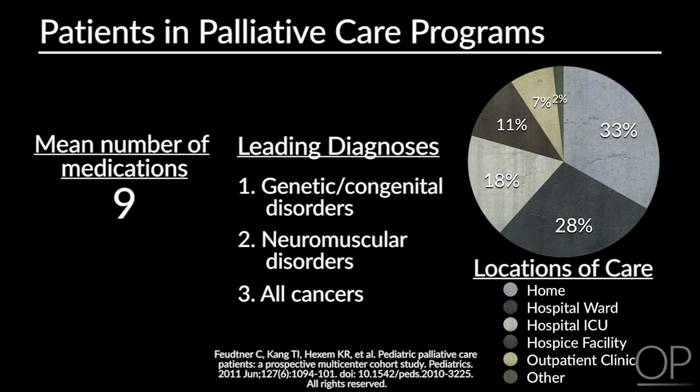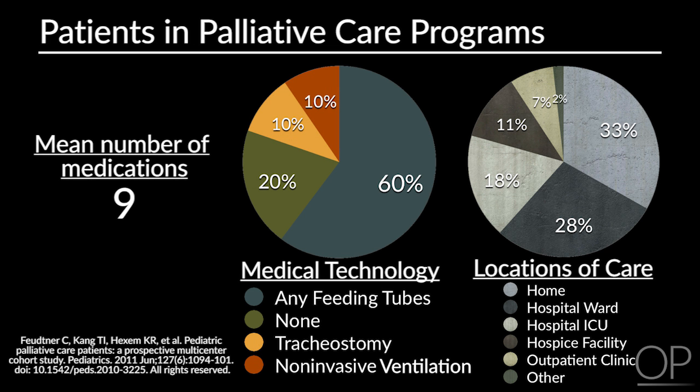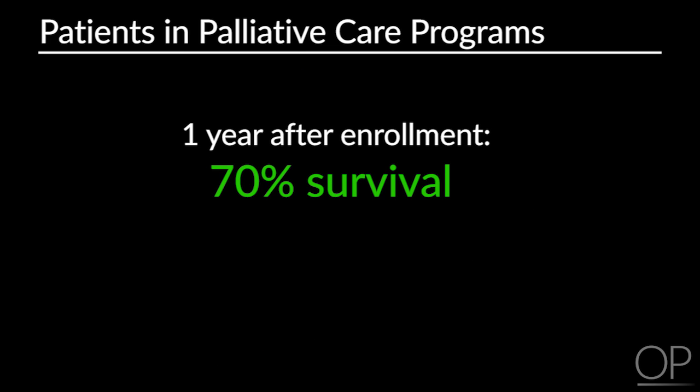They're on a lot of medicine. The mean number of medications is 9. 10% of them have a tracheostomy, and 60% have some sort of a feeding tube. All this is to underscore the importance of complex chronic conditions. But a secondary and important issue is that if you follow these children for a year after enrollment in pediatric palliative care, only 30% of these children had died, and 70% of them continue to live.